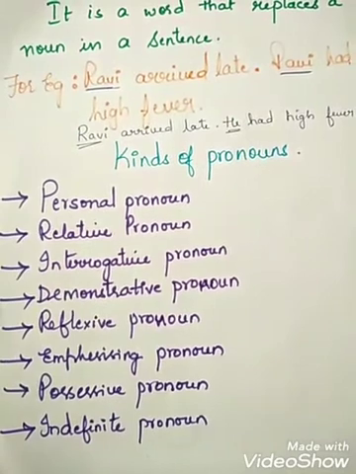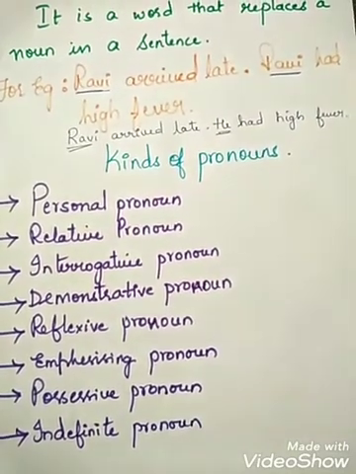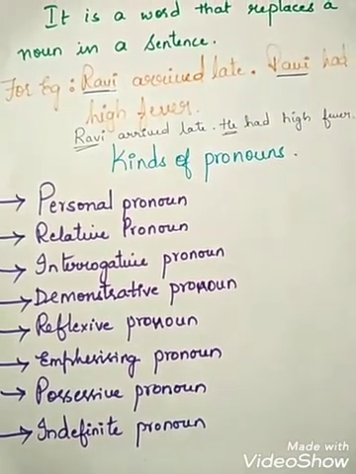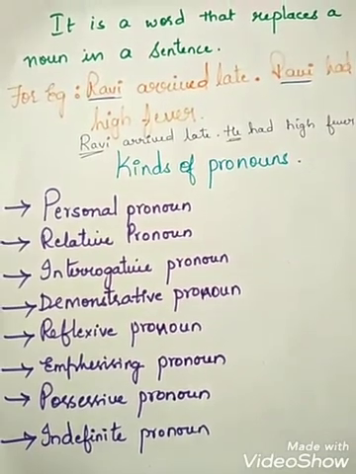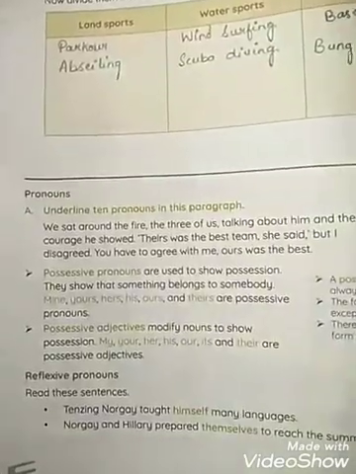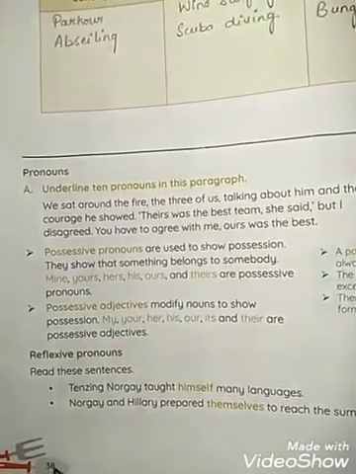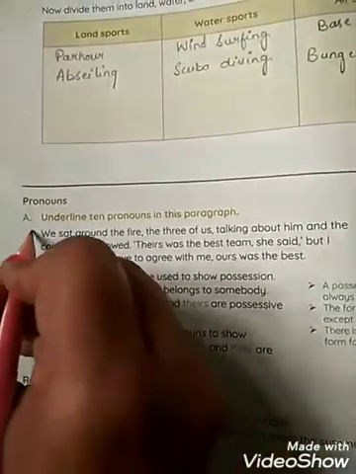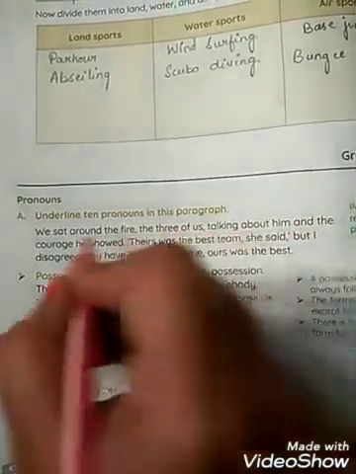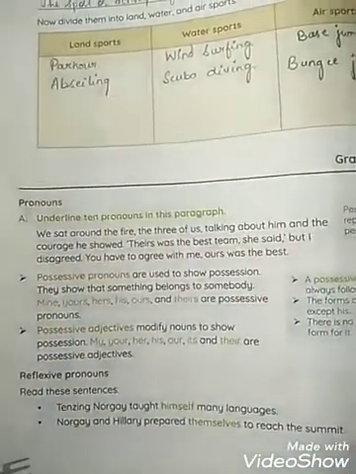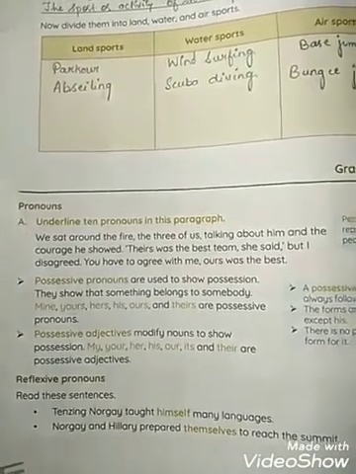So personal pronoun represents one or more people or things. So here in the exercise, what you have in the course book, that is page number 38. First one is underline 10 pronouns in this paragraph. So in this paragraph, you need to underline how many pronouns? 10 pronouns you need to underline.